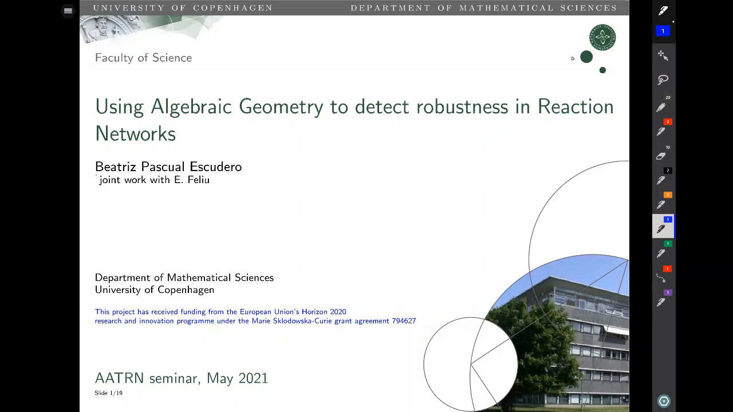And yes, I'm going to be explaining to you how one can use algebraic geometry in the study of reaction networks, and in particular I will be interested in robustness. I will first try to give you an idea of what we do when we study reaction networks, and then I will go into my problem of robustness. Let's see how far we get.